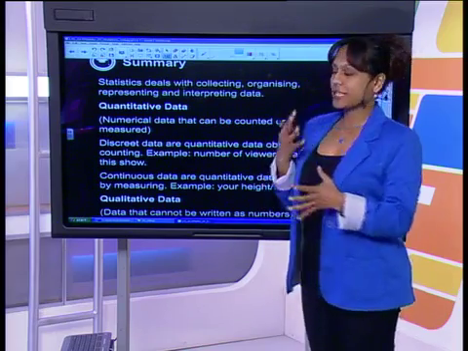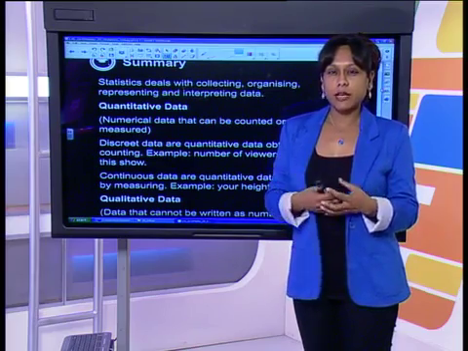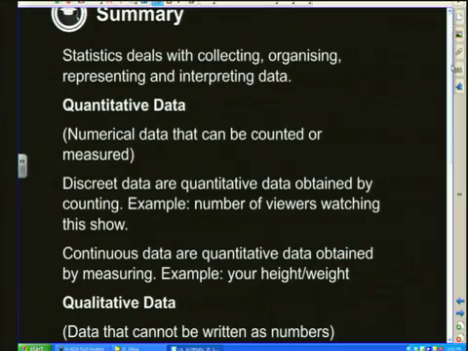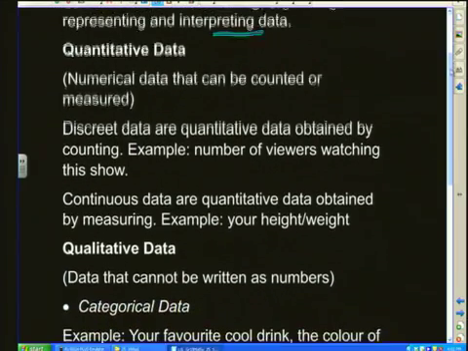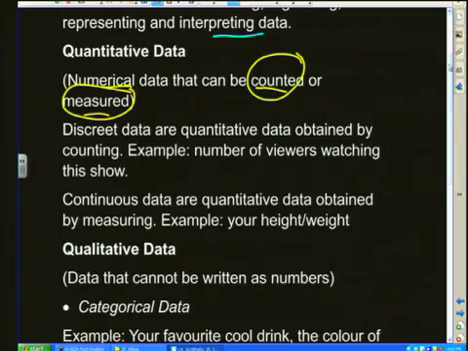Now, before we go straight diving into the questions, we're going to have a quick look at the summary of some of the terms you guys need to be aware of. When we talk about statistics, we are dealing with collecting, organizing, representing, and interpreting data. Representing, remember, you can use your charts or your graphs and so on to represent your data, and then you look at that and interpret. A reminder of your terms, as I said, quantitative data is numerical data that can be counted or measured. Now, when we're talking about counting data or measuring data, we've got 2 different terminologies that we use there.